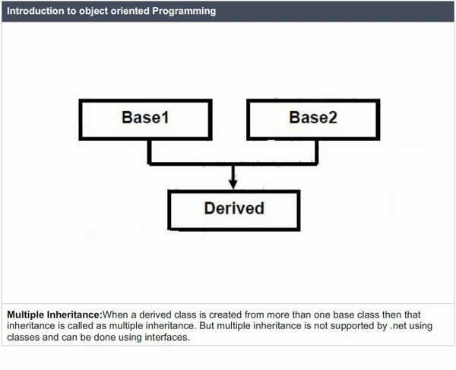Multiple inheritance. When a derived class is created from more than one base class, then that inheritance is called multiple inheritance. But multiple inheritance is not supported by .NET using classes and can be done using interfaces.